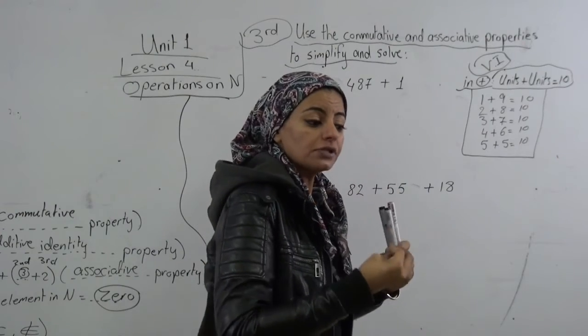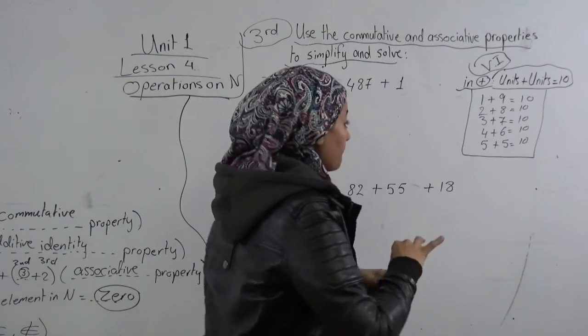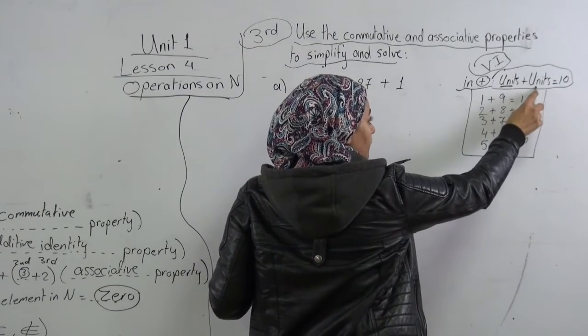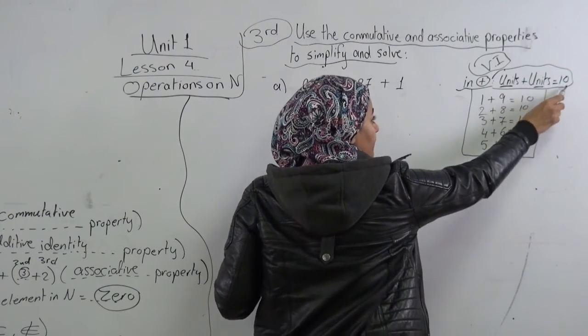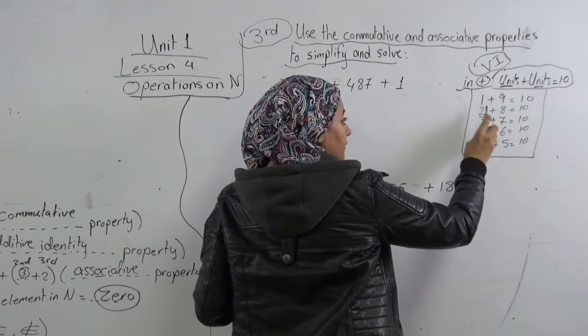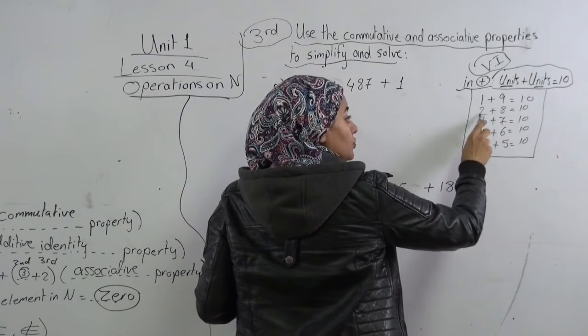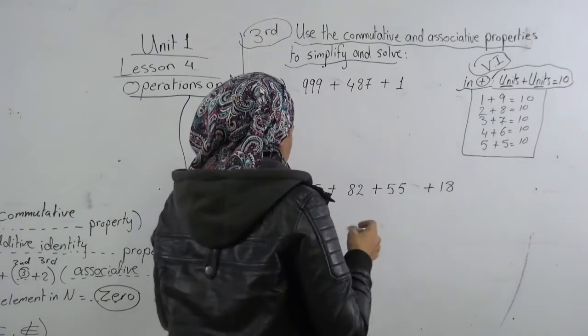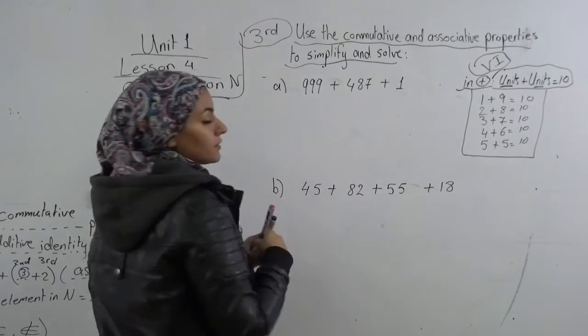Look for the numbers that will give me more zeros, which are the units of a number plus the units of another number that will give me 10, because 10 has a 0. So it is 1 plus 9 as units that will give me 10, 2 plus 8, 3 plus 7, 4 plus 6, and 5 plus 5. In the problem, he will take care to bring these numbers.